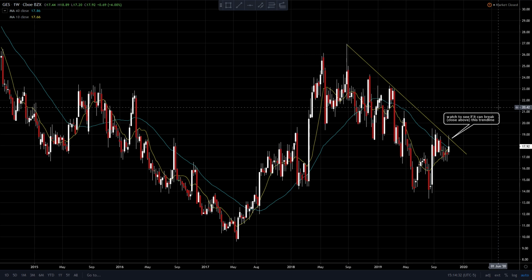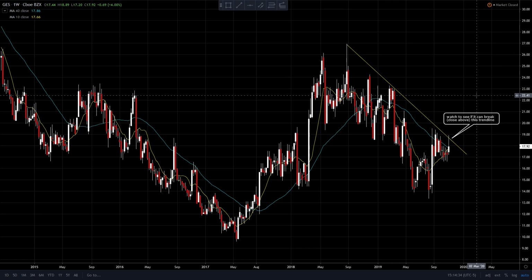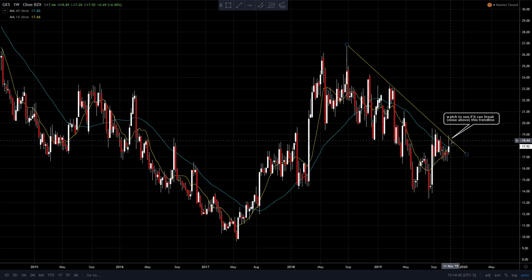Here's Guess. It's one of the retailers. Although right now a lot of these retailers, like Macy's, might not be very favorable, it's interesting to note that it's coming up to this trend line here. And also the moving average here, the 10-week moving average, is coming up, and maybe in the near future the 40-week will also flatten out.